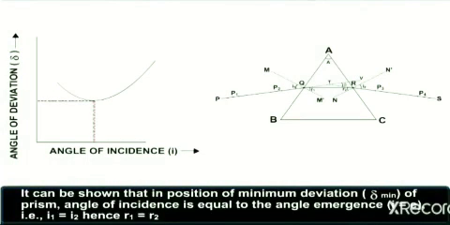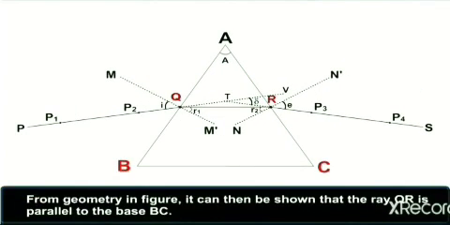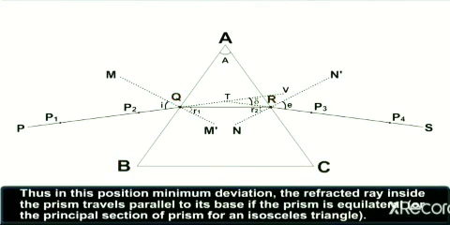It can be shown that in the position of minimum deviation of prism, delta minimum, the angle of incidence is equal to the angle of emergence, that is, I1 is equal to I2. Hence, R1 is equal to R2. From geometry in the figure, it can be shown that the ray QR is parallel to the base BC. Thus, in this position of minimum deviation, the refracted ray inside the prism travels parallel to its base if the prism is equilateral, or the principal section of prism for an isosceles triangle.